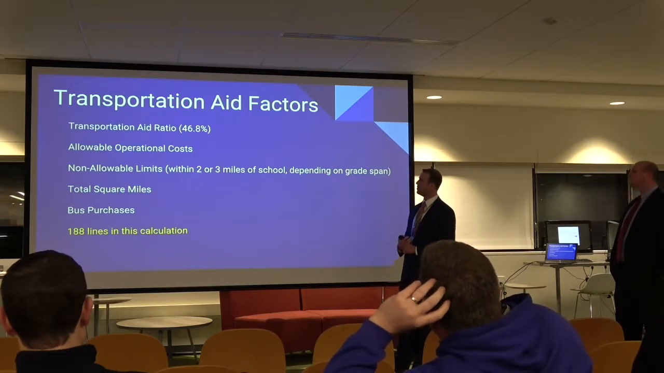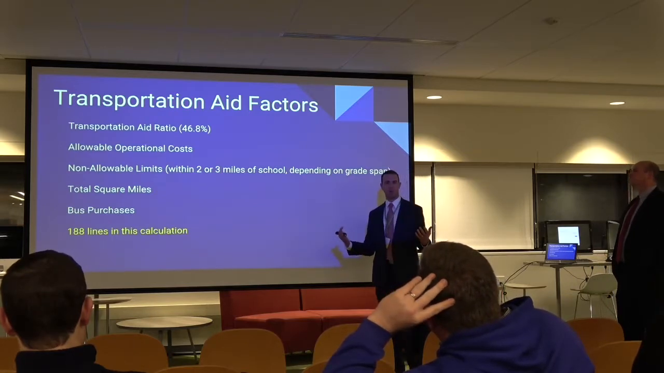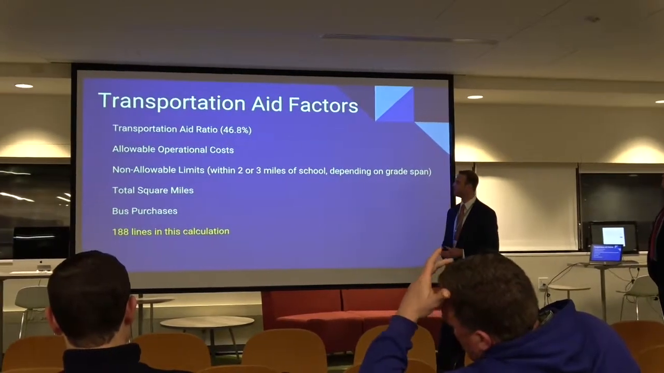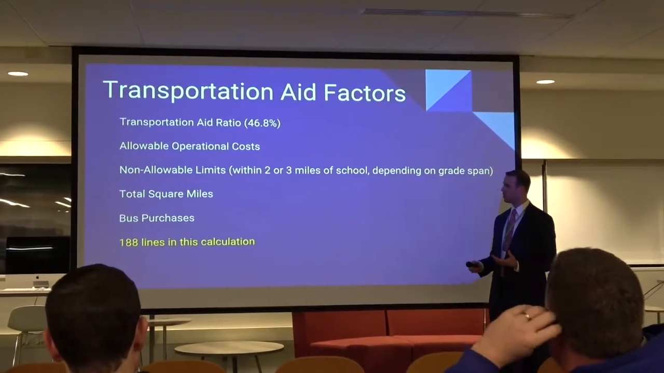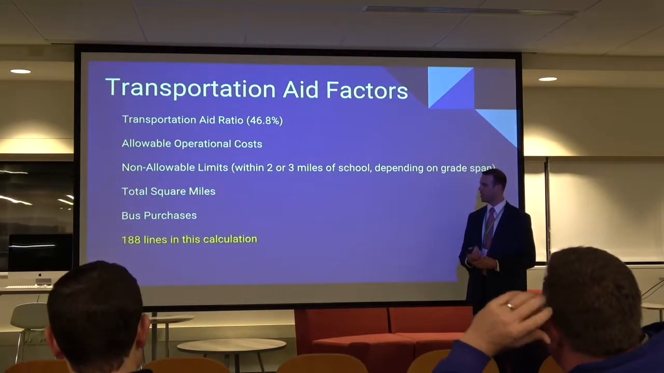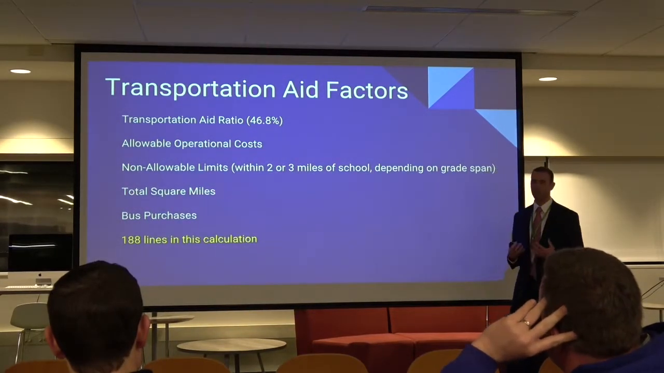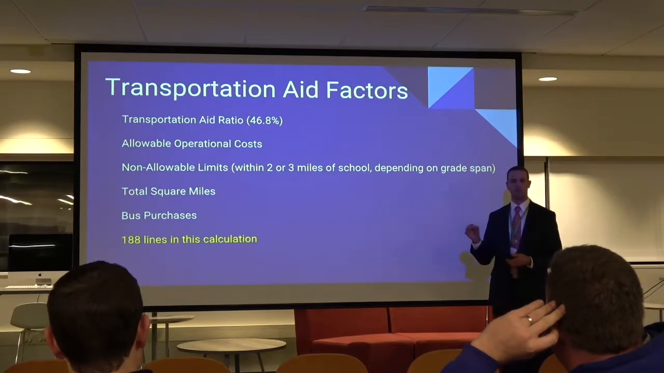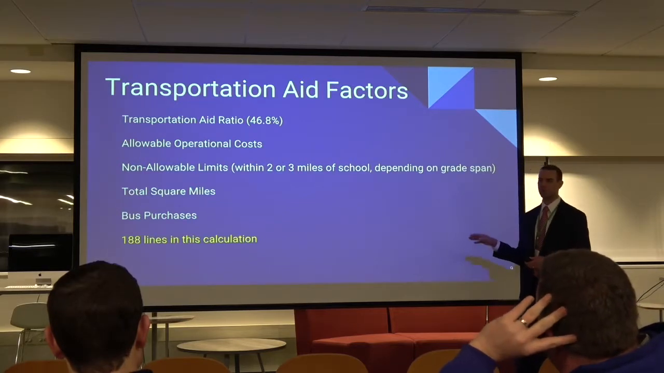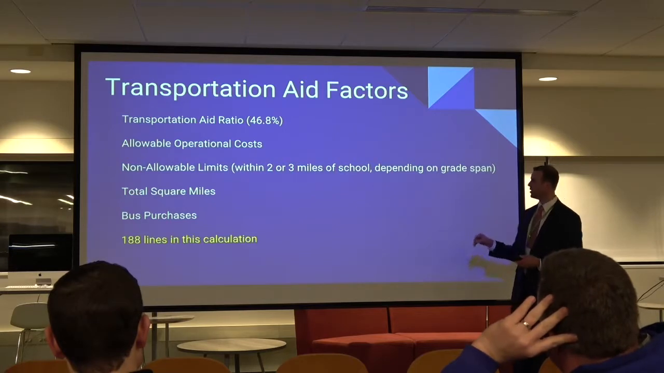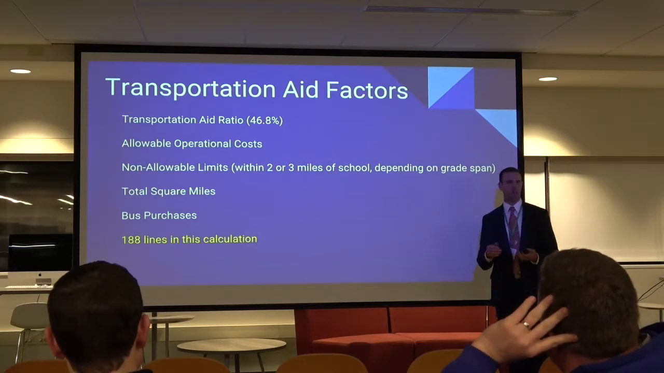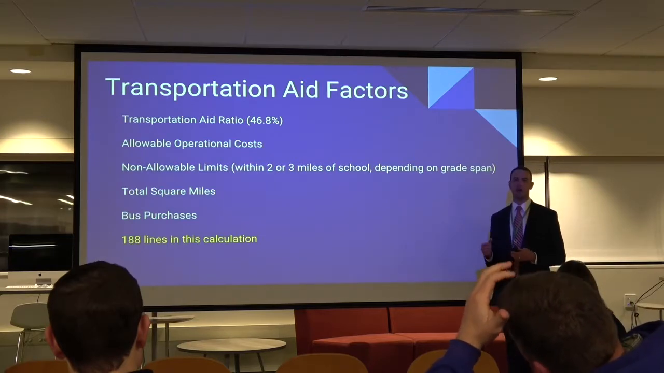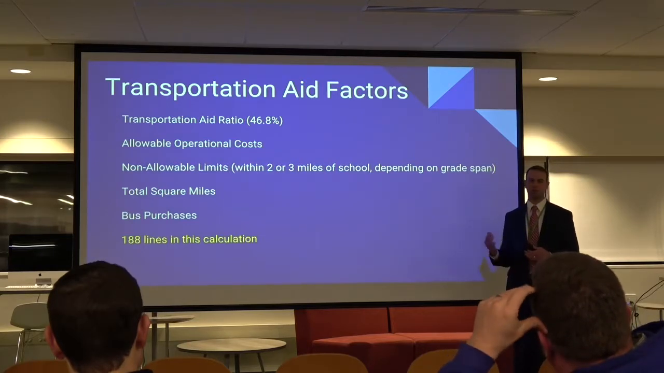Transportation aid is based on our operational costs of transporting our students to and from school. There are allowable operational costs, and then there are non-allowable operational costs. One of the major non-allowable costs is transportation for students who reside within 2 or 3 miles of school, depending on their grade span. So students in grades, I want to say K through 8, who live within 2 miles of the school district are not eligible for state aid reimbursement for transportation aid.